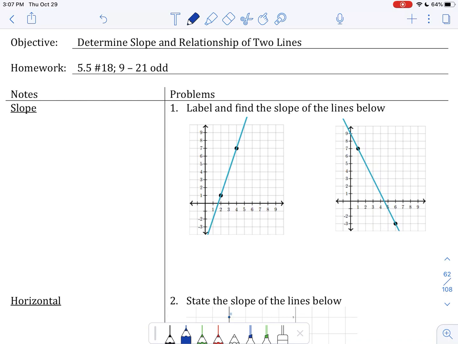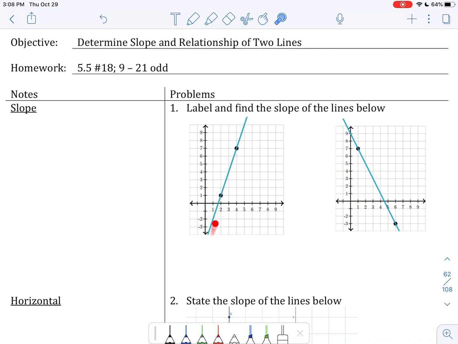So slope is something that's true about lines on the coordinate plane. You'll see some graphed pictures right here. Slope is a measure of how steep the line is. Here we have what's called a positive slope, just like positive correlation, it's going up. Here we have a negative slope, it's going down, just like our negative correlation.